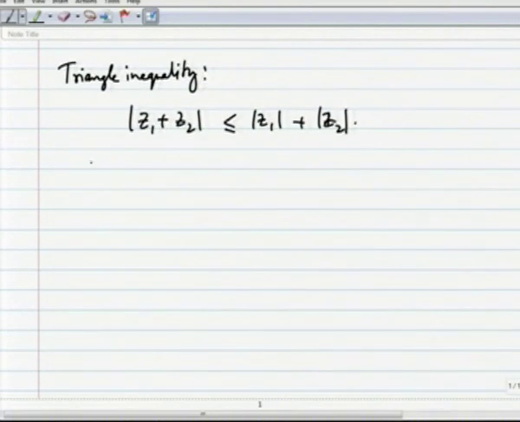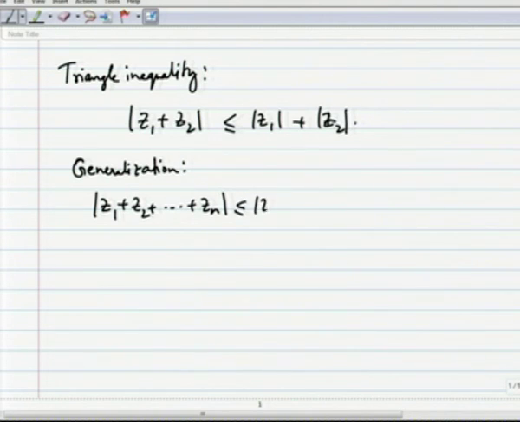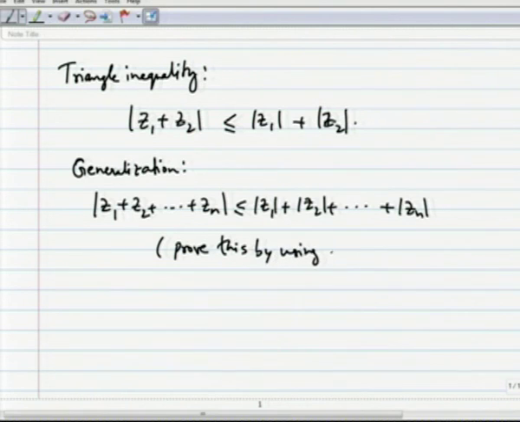Okay. So, it can be generalized. It can be applied to n numbers. Using the principle of mathematical induction one can show that the modulus of sum of n complex numbers like that is less than or equal to the sum of the moduli. One can prove this using mathematical induction. Okay. So, exercise: prove this by using mathematical induction.